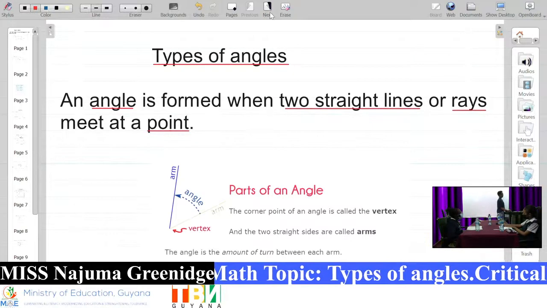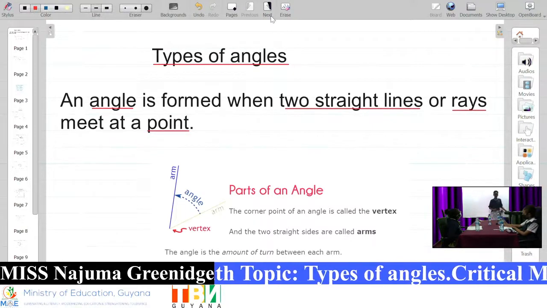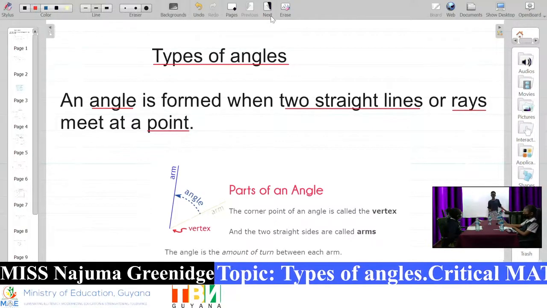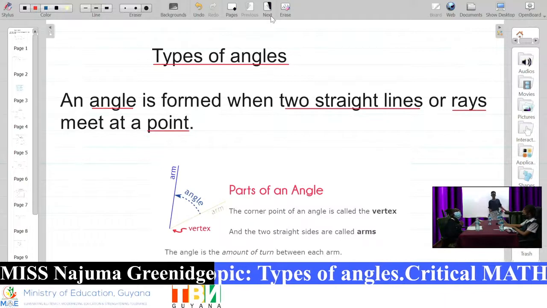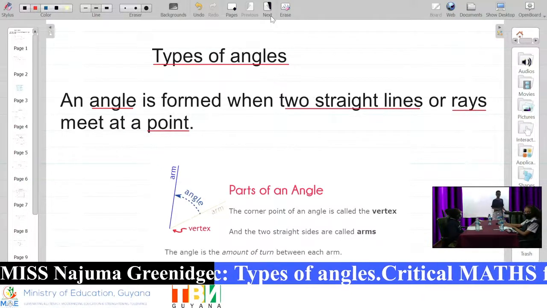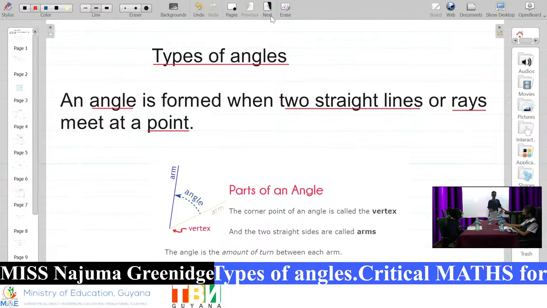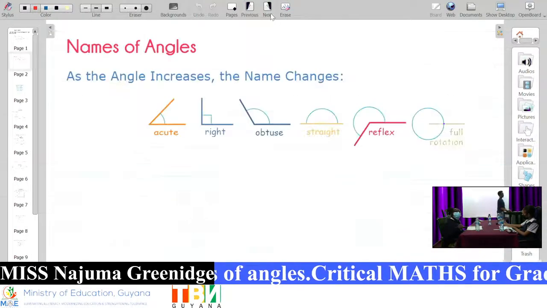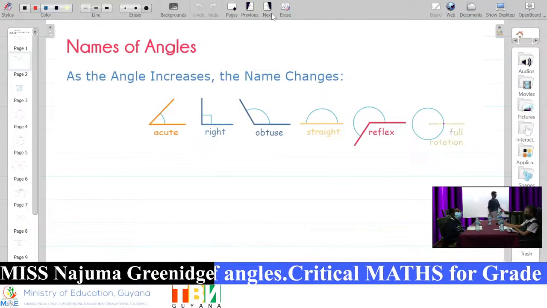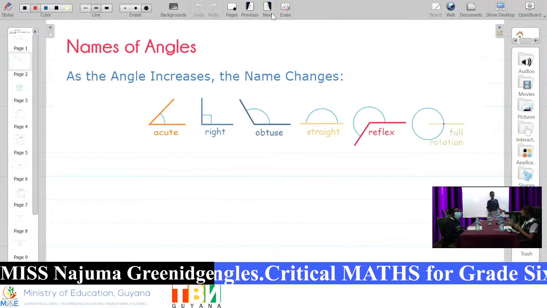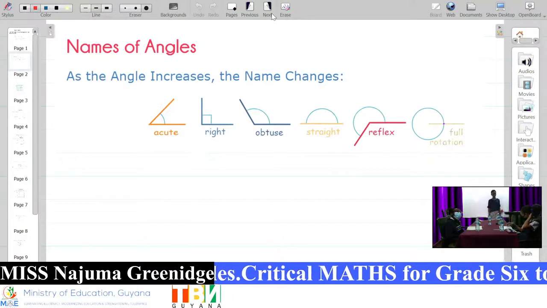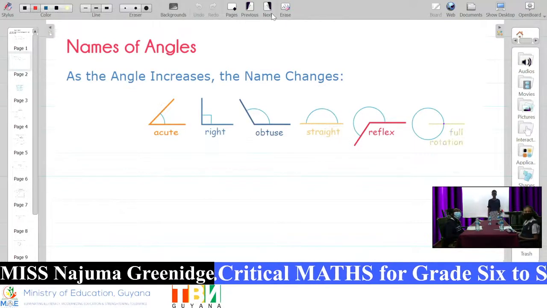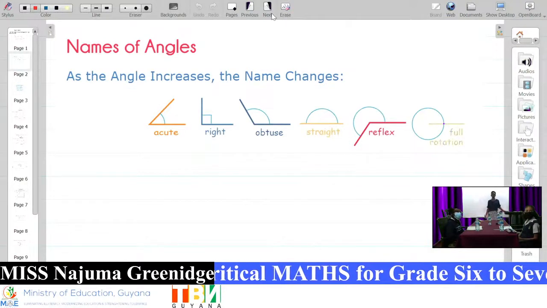Right angle. Obtuse angle. Acute angle. Wonderful. Anything else? Straight angle. All right? And so we have some names of angles here: the acute angle, the right angle, obtuse angle, straight angle. You've mentioned all of those.